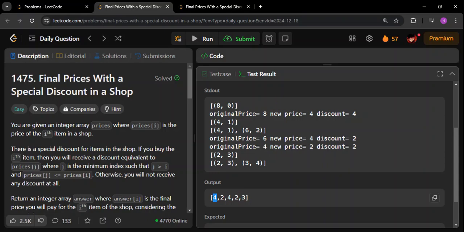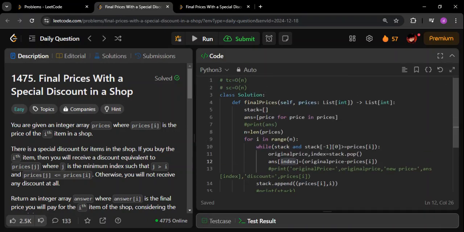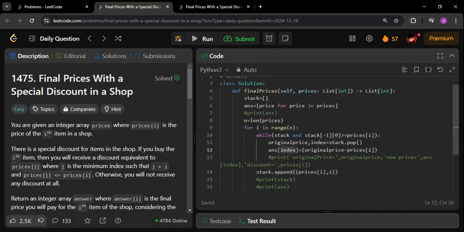For the first three elements there were changes, that is, a discount was applied, and for that reason the prices got reduced. If you see the code, for each element I'm just checking whether the stack has non-zero elements, and if it does, whether the last inserted element is greater than or equal to price of i or not. If it is, that means I got an element to be popped. So I will just pop it out.